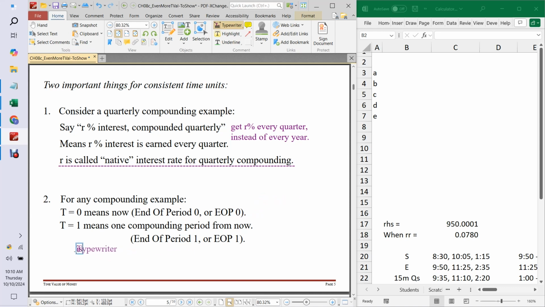So let's do this. Let's write this down. If measuring time in quarters, so if we're measuring our time in quarters, for example, T equal 1 just means 1 quarter from now.